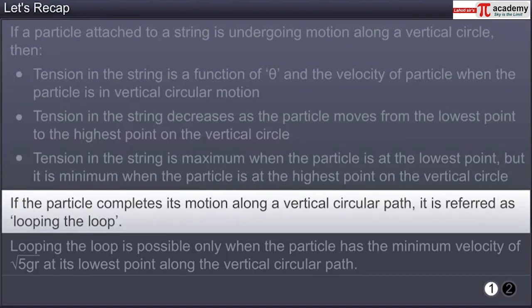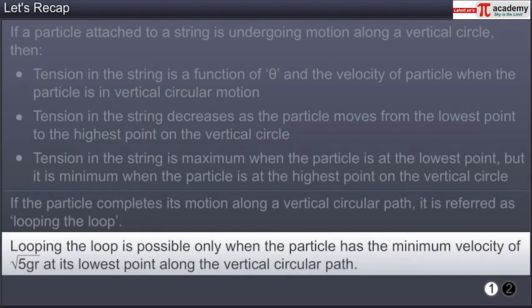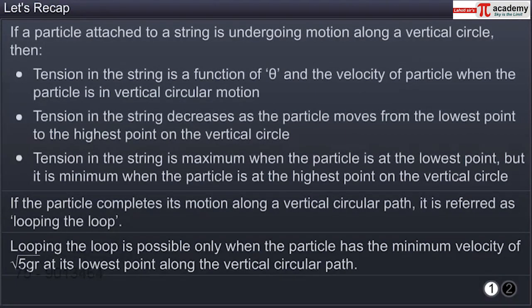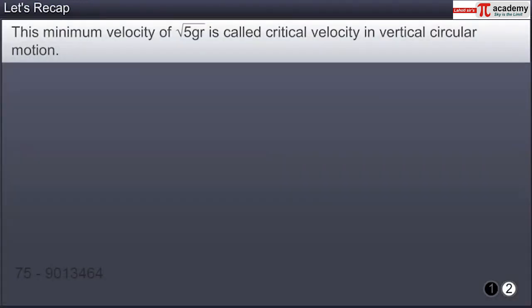If the particle completes its motion along a vertical circular path, it is referred to as looping the loop. Looping the loop is possible only when the particle has the minimum velocity of square root 5gr at its lowest point along the vertical circular path. This minimum velocity of square root 5gr is called critical velocity in vertical circular motion.